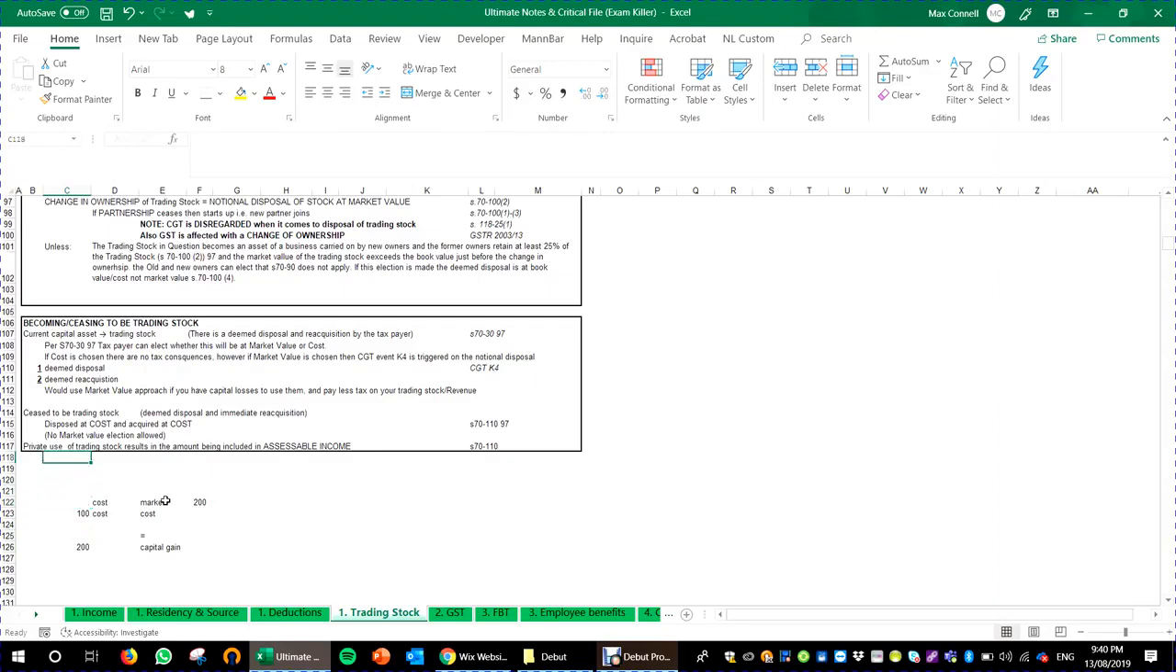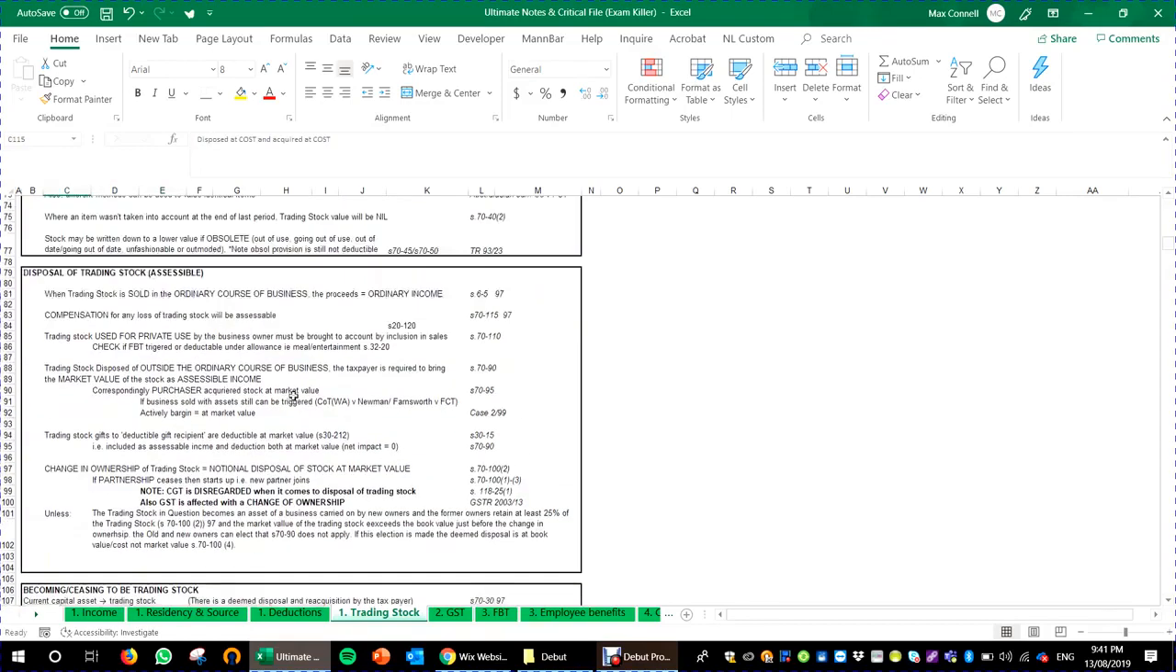Now, what happens if it ceases to be trading stock? It says it's a deemed disposal and immediate acquisition. So again, a similar thing with the trading stock. It's going to go from trading stock, so we're going to sell all our trading stock. So you're going to have to include that in your assessable income, and also at the end of the year, you're going to get a deduction between the closing balance and the opening balance. Because the closing balance is going to be zero, you're going to get a deduction for that as well. So it should offset effectively. And it's saying no market value election is allowed, so you must do it at cost.